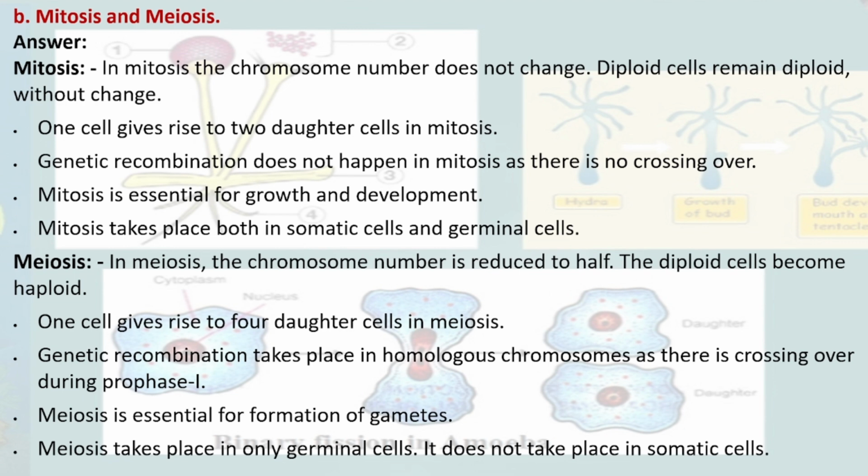One cell gives rise to two daughter cells in mitosis, but one cell gives rise to four daughter cells in meiosis. Genetic recombination does not happen in mitosis as there is no crossing over. Genetic recombination takes place in homologous chromosomes in meiosis as there is crossing over during prophase 1. Mitosis is essential for growth and development and meiosis is essential for formation of gametes. Mitosis takes place both in somatic cells and germinal cells, and meiosis takes place only in germinal cells. It does not take place in somatic cells.